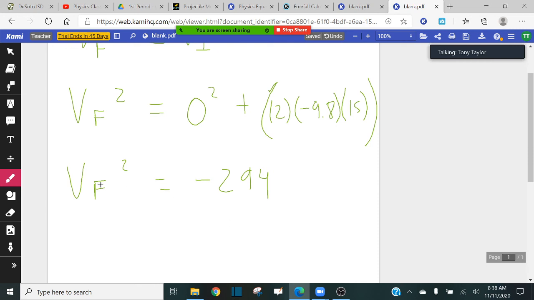We want to know what is the final velocity. So guys, how do I get rid of that squared? I just take the square root. Whatever I do to one side, I have to do to the other. So final velocity. And again, guys, whenever you put it in your calculator, just pull that negative outside of the square root. That way you'll be sure that your calculator gives you a real solution.